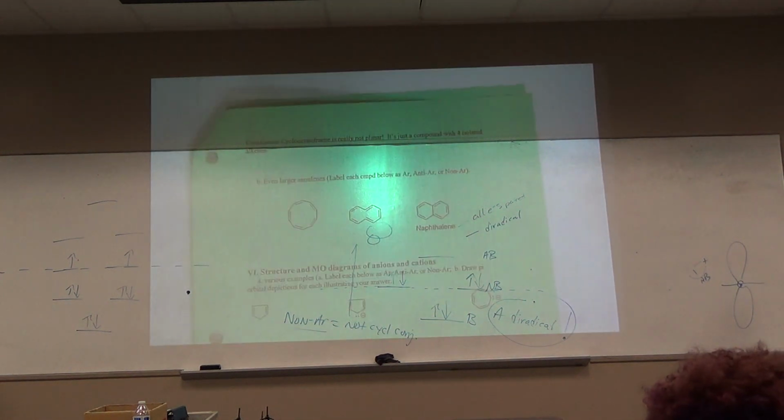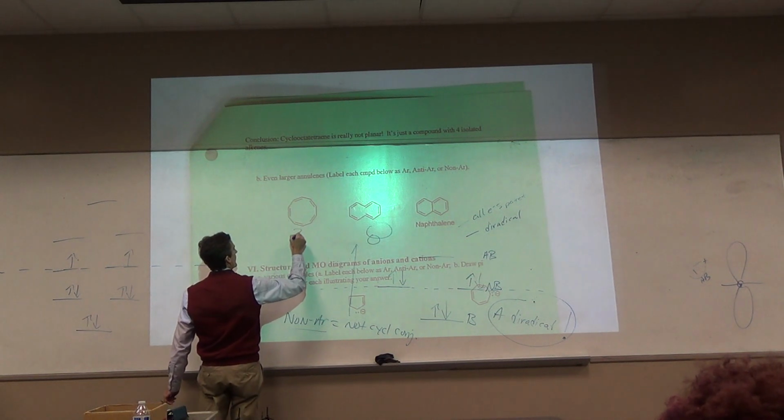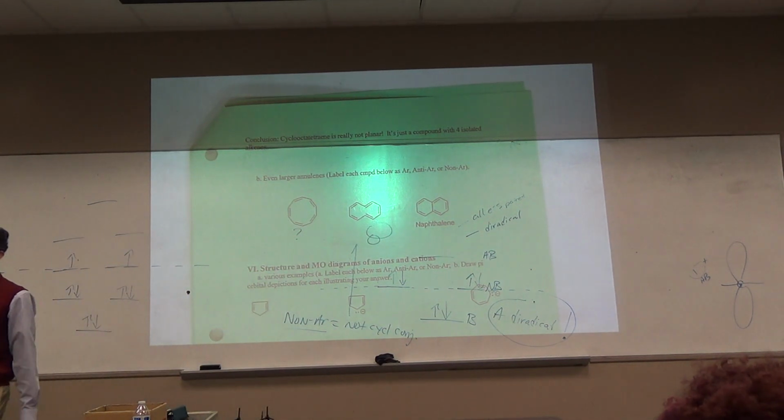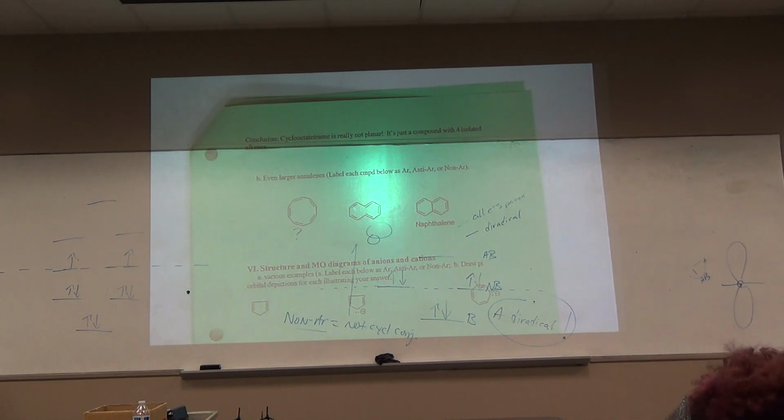All right, let's look at some other ones here. How about this guy on the left here? Aromatic, anti-aromatic, or non-aromatic? What would you predict here? Does it look like a cyclically conjugated system? Does every atom in the ring have a p orbital? Yes. How many pi electrons in this system? 10. Is that a 4n number or a 4n plus 2? 4n plus 2. And Huckel says that should be aromatic.